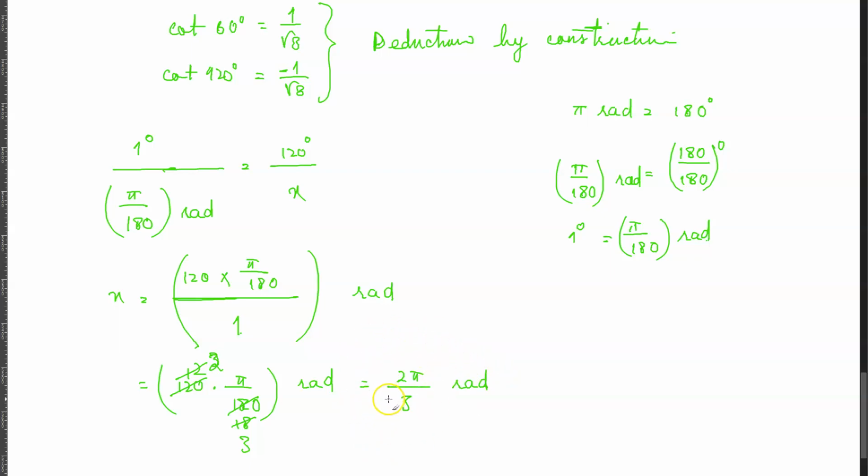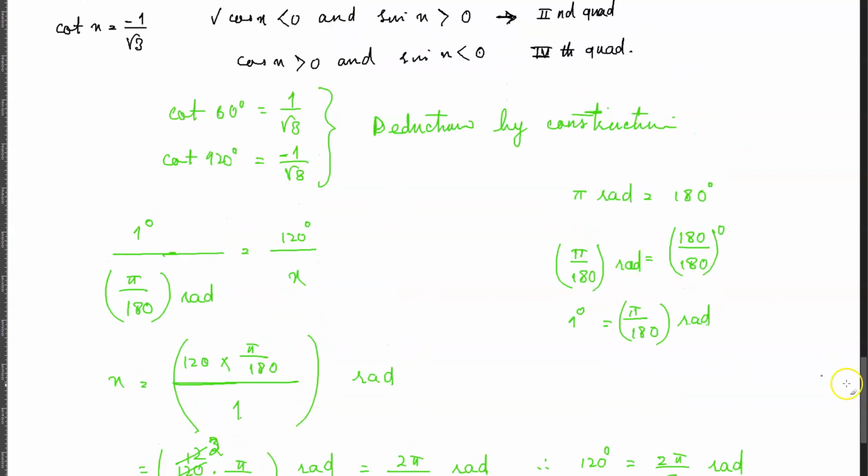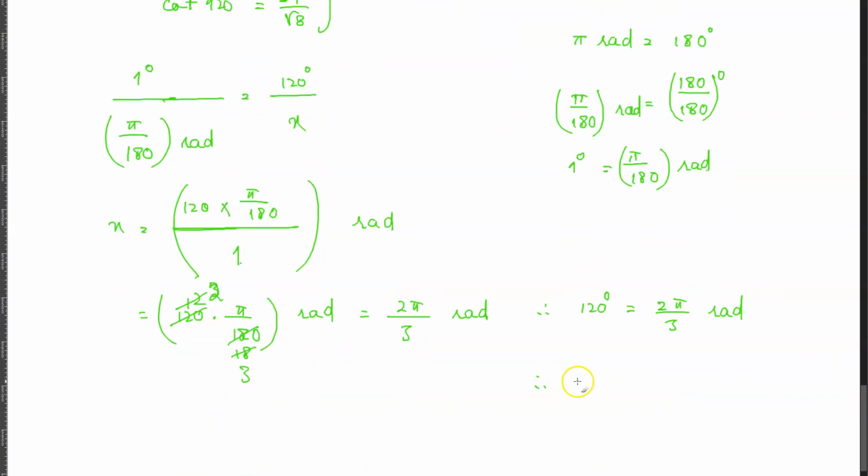Which means that 120 degrees is the same thing as 2 pi by 3 radians, right? Which means that, based on what we discussed here, I can write the cot of 2 pi by 3 is actually equal to negative 1 over square root of 3, right? Now I could show you the same thing using the formulas that we have, but that would take a long time. If we get the opportunity, we will do that as well, okay?